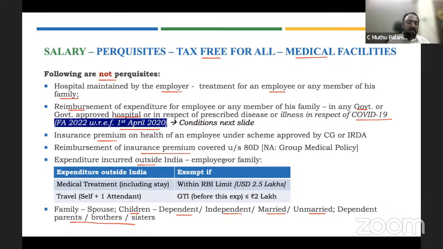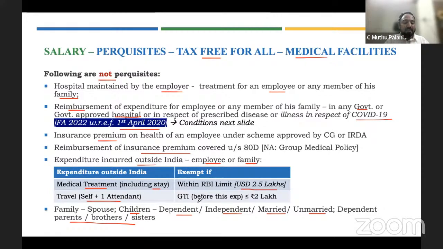Any expenditure incurred outside India for the employee or the family for medical treatment, including stay, is exempt if it is within the RBI limit of 2.5 lakh US dollars. So RBI says up to 2.5 lakh US dollars, your medical treatment is not taxable. Medical treatment refers to both treatment and stay. And what about travel? Self plus one attendant. Travel could be for the employee plus one attendant, that is, patient plus one attendant.